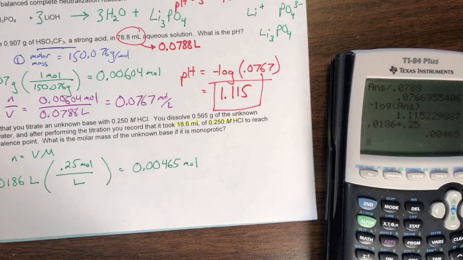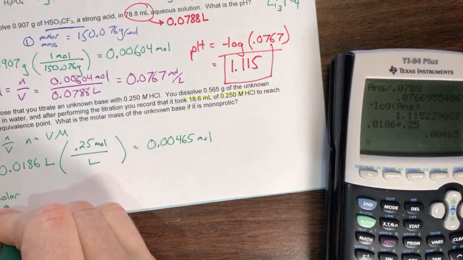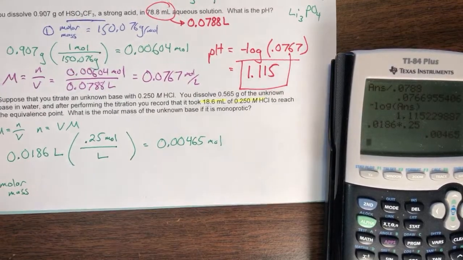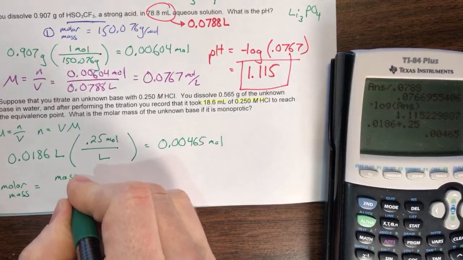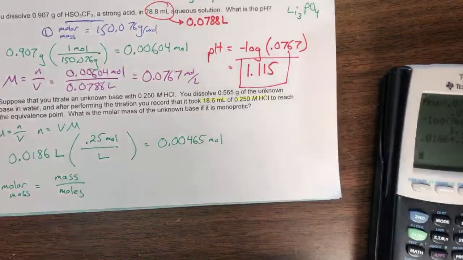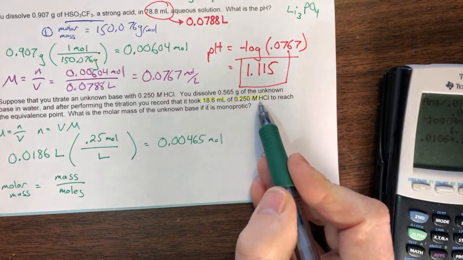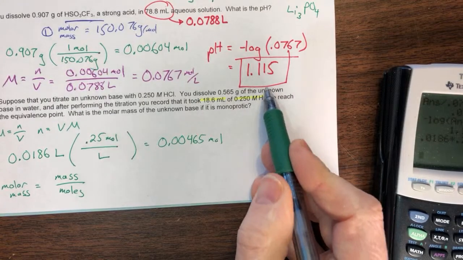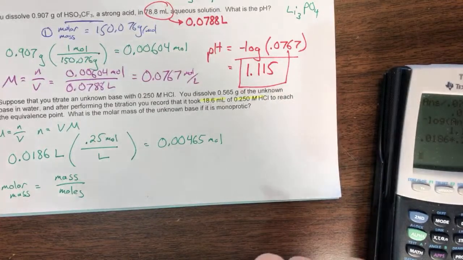Now, this one's really only 2 steps. The second step is to calculate the molar mass. And it's an unknown, so we can't just look it up on the periodic table. So the molar mass is going to be the mass of the unknown over the moles of the unknown. And we remember, this is the moles of HCl, but it's also equal to the moles of the unknown. That's the beauty of titration. The 2 moles are equal.